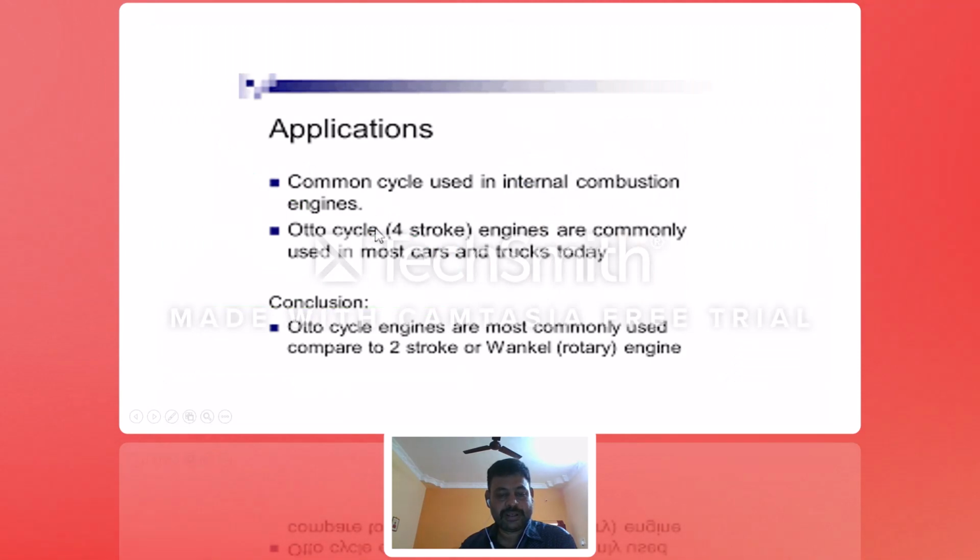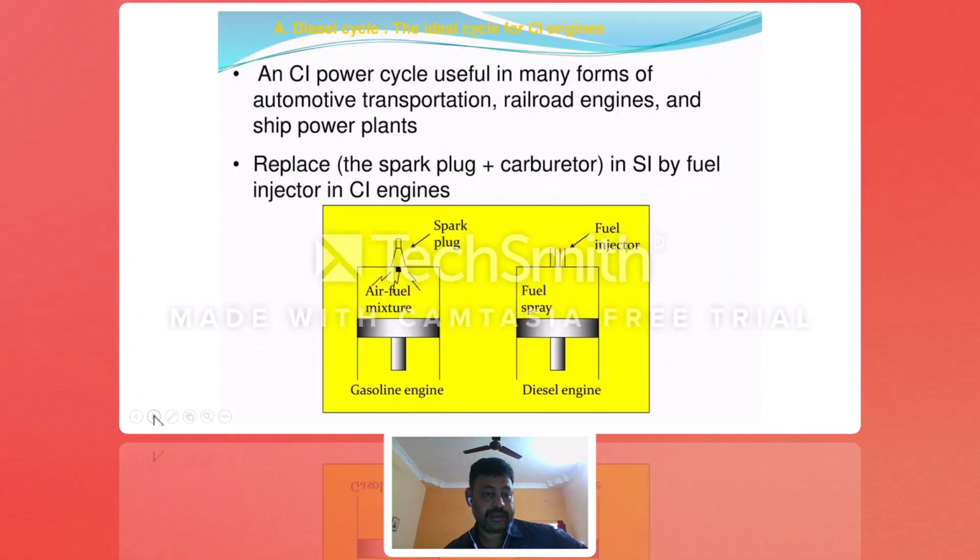The application of the Otto cycle is the internal combustion engine, generally the four-stroke engine. It is commonly used in most cars and trucks today. In conclusion, Otto cycle engines are most commonly used compared to the two-stroke and rotary engines.